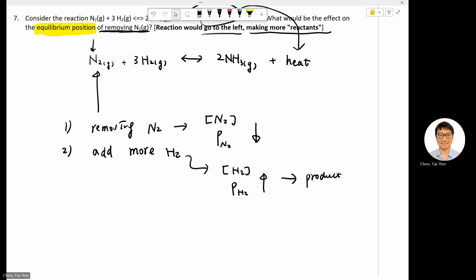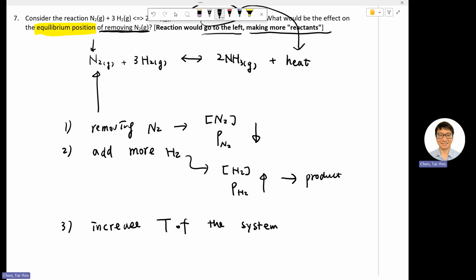Third question. If I increase the temperature of the system, let me write it down, then where will it move? Reactant or product? You will move to the reactant side, right?